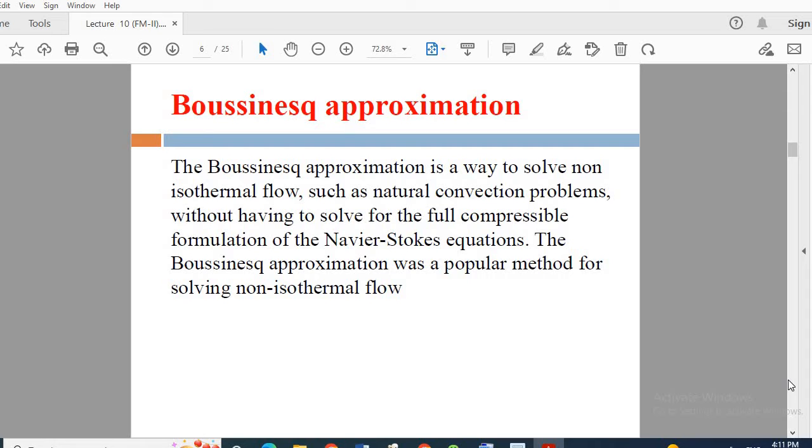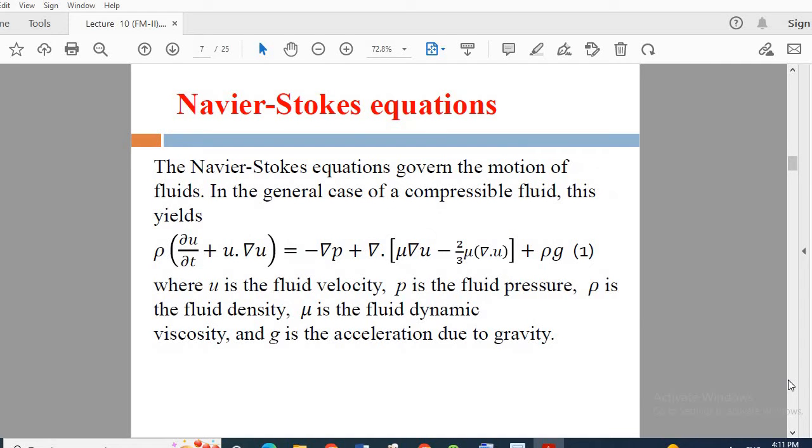Try to understand this point, why we use the Boussinesq approximation. The Boussinesq approximation is a way to solve non-isothermal flow such as natural convection flow without having to solve for the full compressible flow formulation of the Navier-Stokes equation. The Boussinesq approximation was a popular method for solving non-isothermal flow. The Navier-Stokes equation governs the motion of fluids.